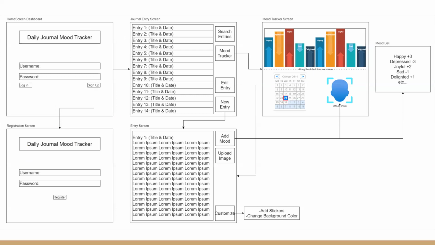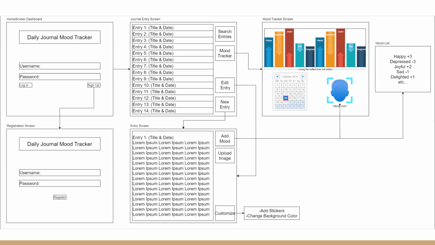And this is the layout of our app. The first screen is the home screen, for registering or logging into the user's personalized journal. The register screen is for registering for a new account. And the journal entry screen is for viewing the user's current journal entries and deciding whether you want a new entry, edit an entry, check the user's mood, or search a particular entry.